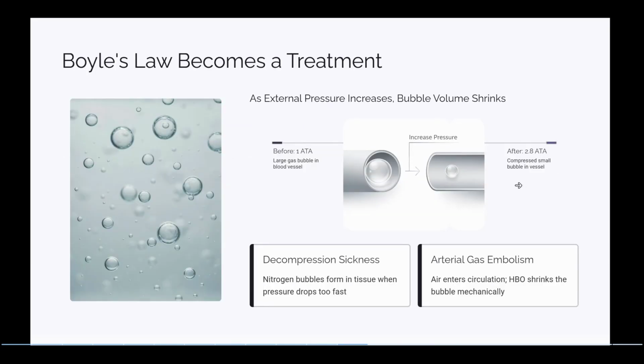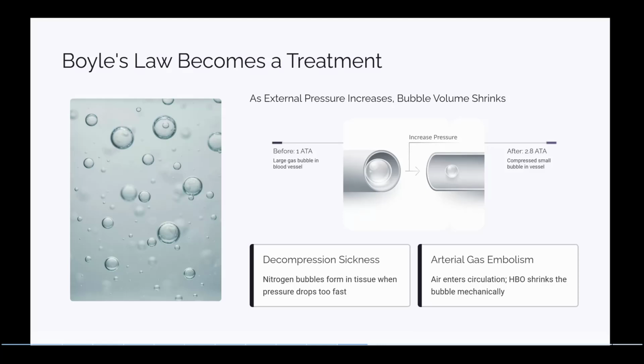So let's go back to slow down on Boyle's law specifically. Picture a small gas bubble sitting inside a blood vessel, blocking it. Now, picture increasing the pressure all around that bubble. It doesn't vanish instantly, it gets smaller physically. And smaller volume, smaller diameter, less of an obstruction, right?